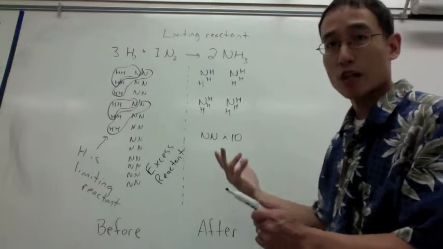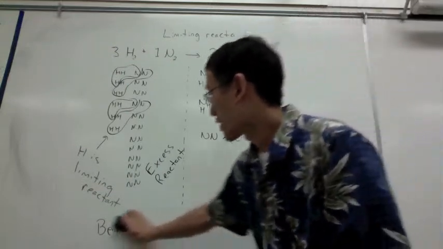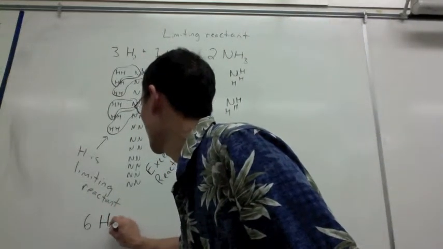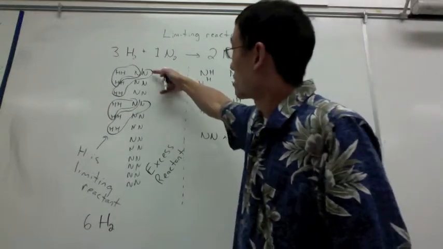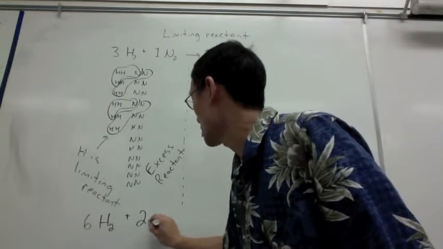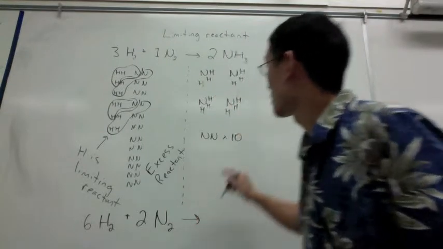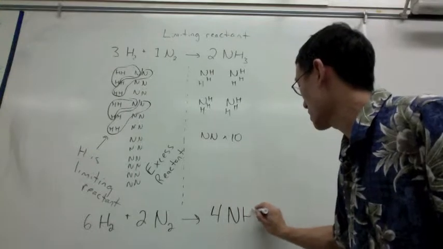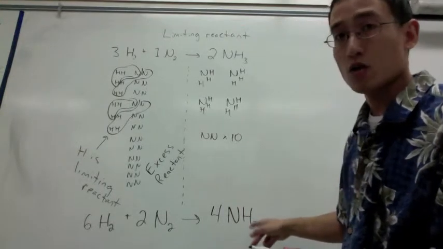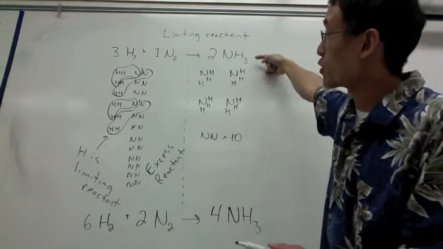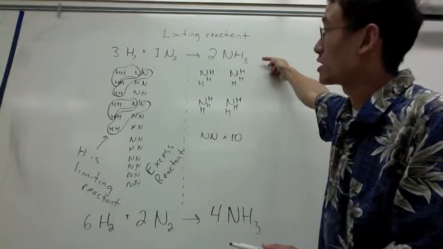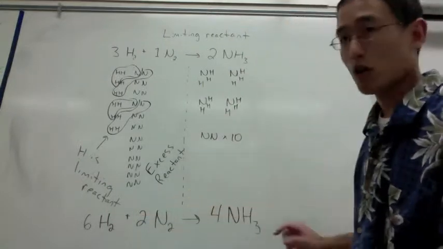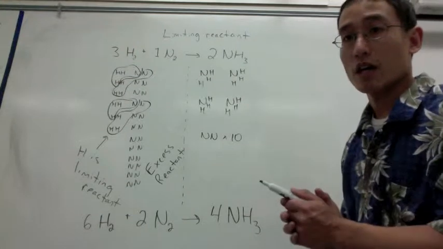And if I'm counting up the number of things before and after, I used up 6 molecules of H2. I used up only 2 molecules of N2 to form 4 molecules of NH3. And if you refer to the top here, this is the same ratio as in the original equation, 3, 1, 2. Instead, I just doubled it: 6, 2, 4. And so you can see how everything stays in balance.